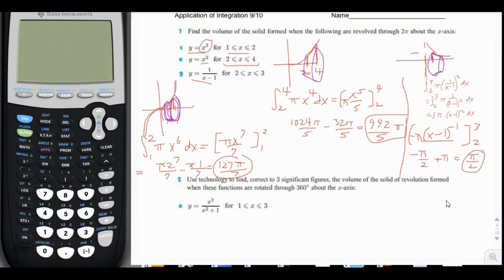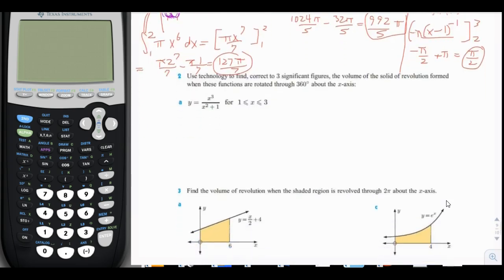Okay. 2. Use technology to find, correct to 3 significant figures, the volume of the solid of revolution formed when the functions are rotated through 360 degrees about the x-axis. Okay. So maybe this function is not integrable, but it's okay. We can use the calculator. This function, who knows what it looks like? Oh, we've got the calculator, so we can see what it looks like. We're just going to put it in here.